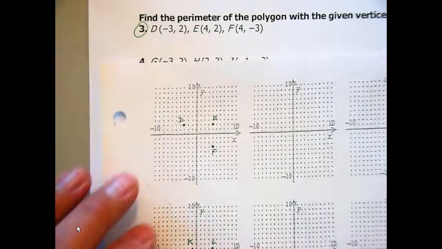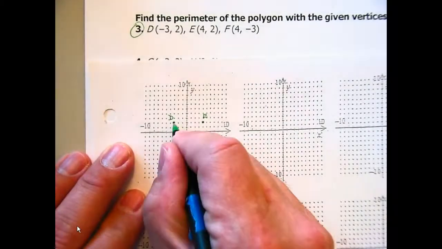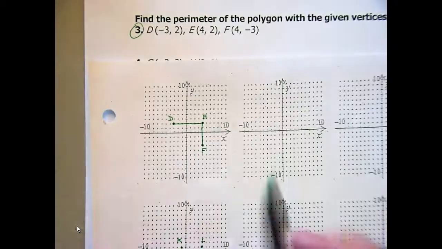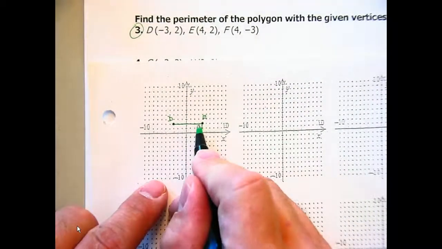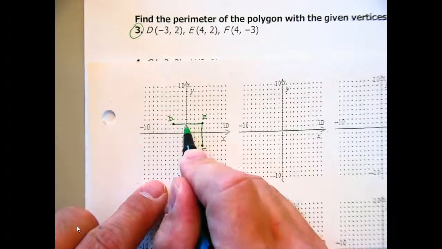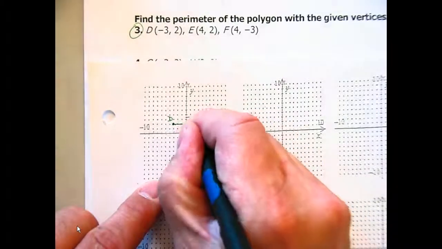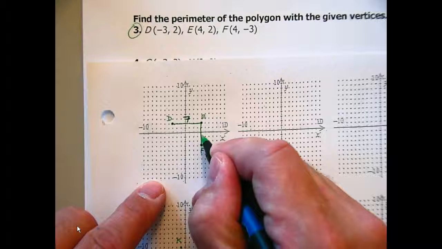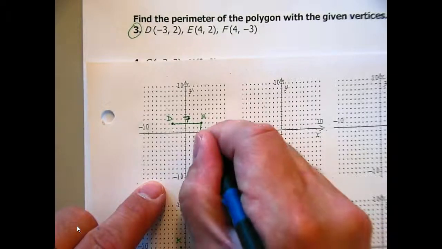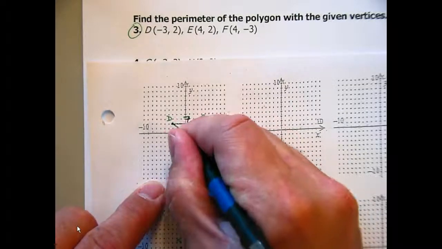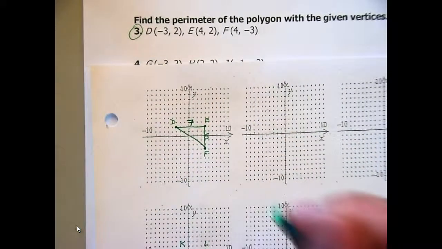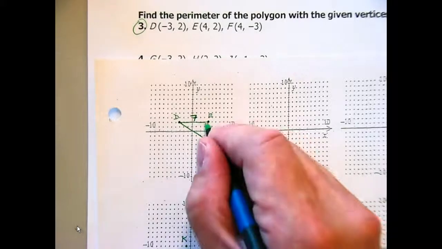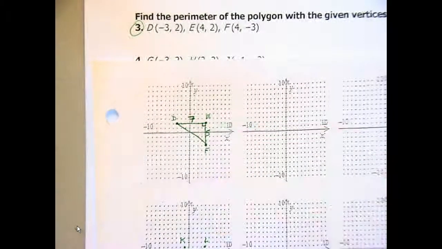All right, number 3, when you plot those points, you get this shape. Remember, vertical and horizontal lines are easy to find distance on. This gives you 1, 2, 3, 4, 5, 6, 7. This gives you 1, 2, 3, 4, 5. Then how do we find this length? Could use the Pythagorean theorem or the distance formula, right?